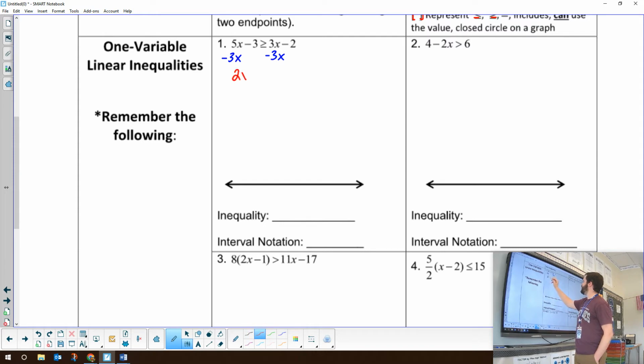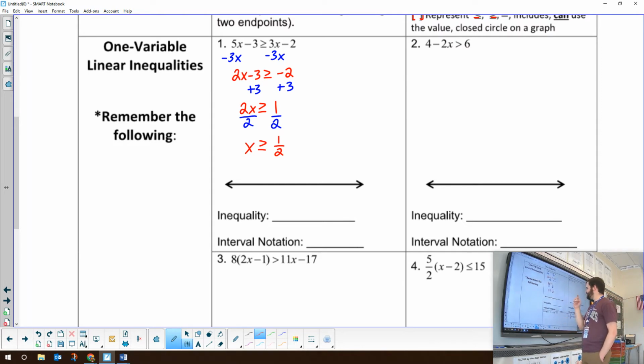All right, so we're going to go minus 3x here, minus 3x here, and I'm going to end up with 2x minus 3 is greater than or equal to negative 2. Then I'm going to add 3 to both sides here like this, and I'm going to end up with 2x is greater than or equal to 1. Okay? Now, to get that x by itself, I'm going to need to divide both sides by 2, and I'm going to end up with x is greater than or equal to 1/2. Now, that is my answer, and that's what I'm going to write in my inequality spot.